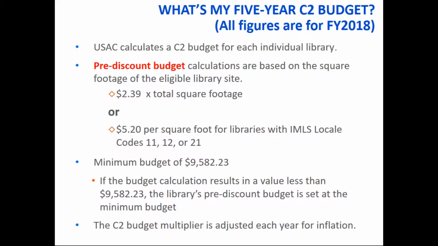Now, if you do have a very small facility, then you do qualify for a minimum budget, and it's currently at $9,582.23. This odd amount is because it's increased about 1 to 2% each year since 2015 for inflation. All right, so that's why the numbers are a little different. Okay. Now, when we talk about minimum budget, this might be something where, say, you have a kiosk in a community center, and you need to buy an access point to put in that facility. All right. So again, something like that would qualify as a minimum budget.